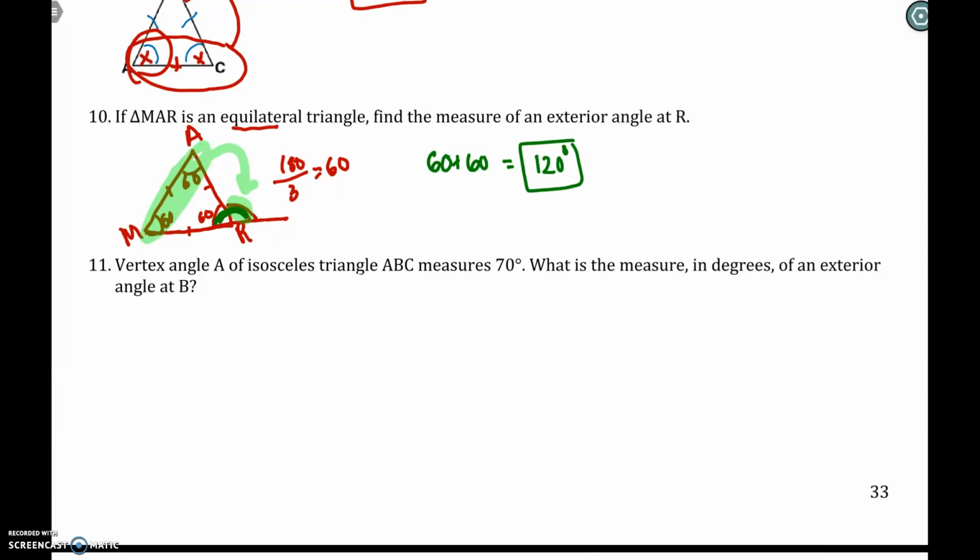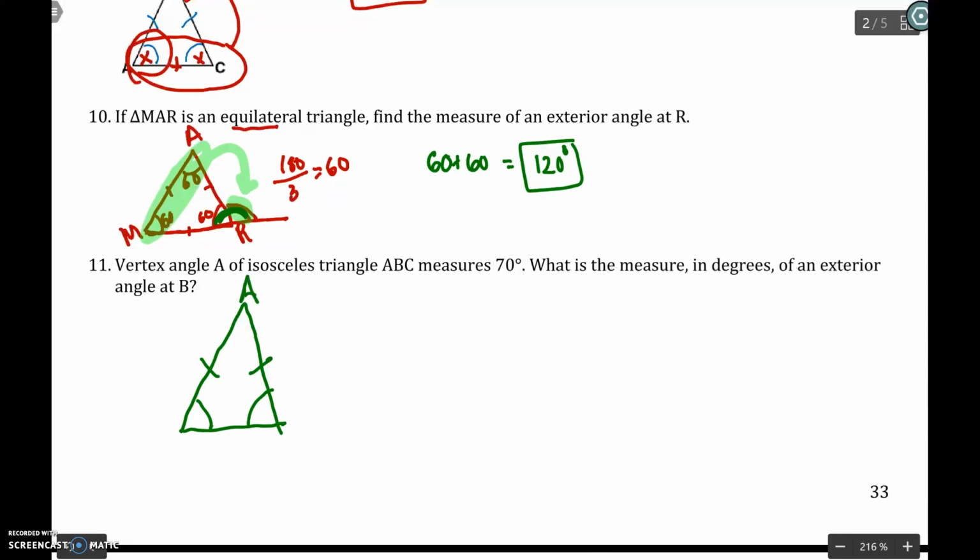Number 11, vertex angle A of an isosceles triangle. So we have an isosceles triangle, 2 congruent sides, 2 congruent angles, and the vertex angle is A. Remember, the vertex angle in an isosceles triangle is the different one. Okay, and that vertex angle measures 70. And then it says, what is the measure in degrees of an angle at B? So remember, it was triangle ABC. And we can do an exterior angle by extending through the letter they talked about.